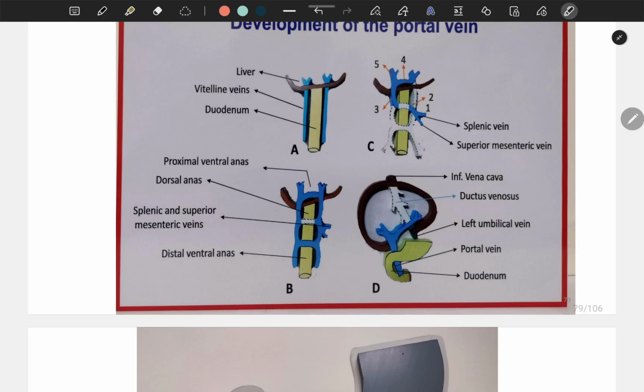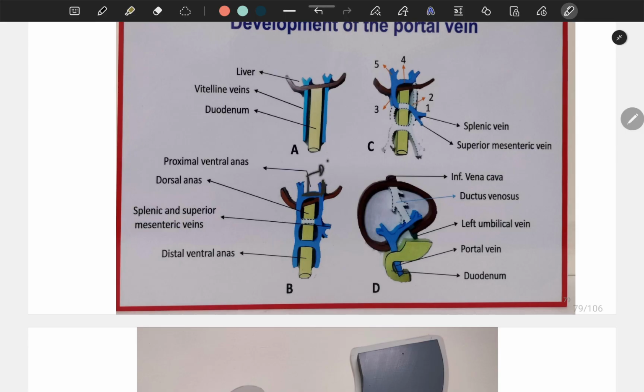Okay. Now coming to the next. After this, there will be a right branch of portal vein. This formed trunk. There will be a right branch of portal vein and left branch of portal vein. Right branch is formed by the right vitelline vein above cranial anastomosis. Okay, and left branch of portal vein is formed by this much.